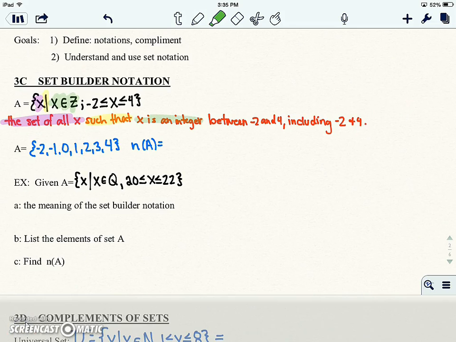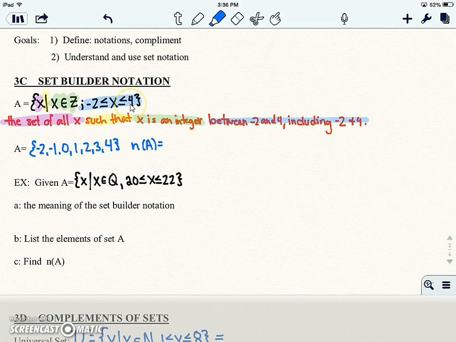Where x is an integer, that's that part, x is an element of Z, and it's between -4 and 4, including -2 and 4. So you actually need to memorize this. The purple part is the set of all x, the yellow is such that, the green is that x is an integer, or x is an element of whatever set, and it's between -2 and 4, and it's including -2 and 4 because of the little equal sign right here.